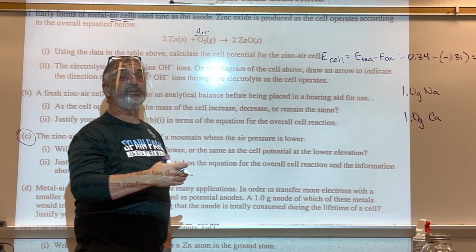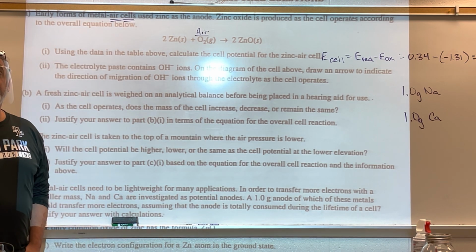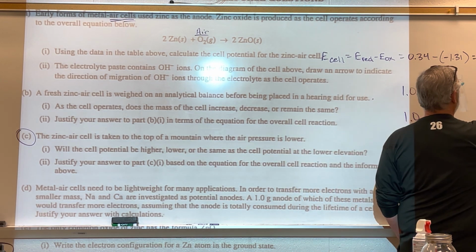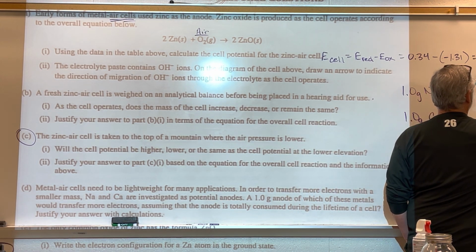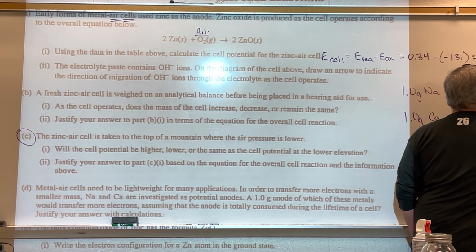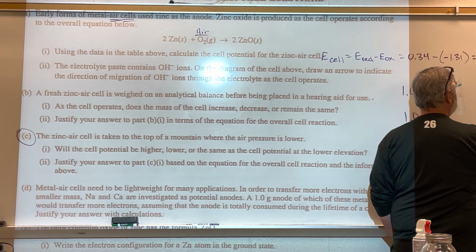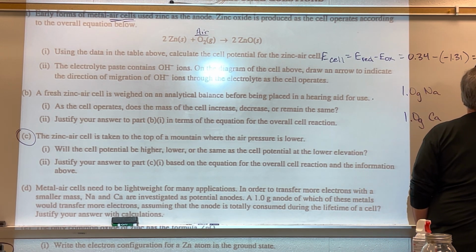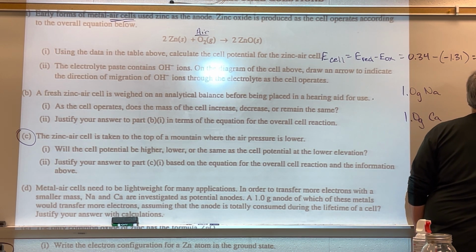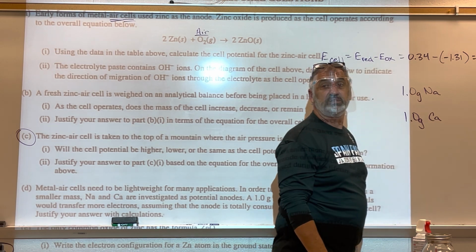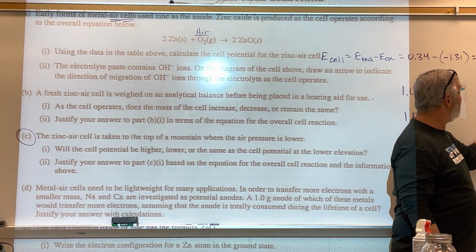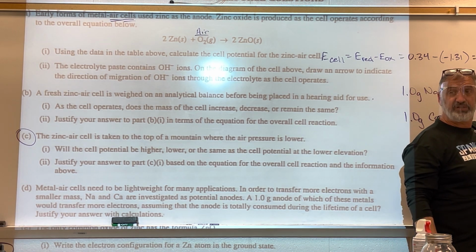We want to know which one's going to deliver more moles of electrons. Well, what is sodium going to go to? It's going to go to just Na plus, plus 1 electron. Whereas calcium is going to go to Ca2 plus, plus 2 electrons. So for every mole of calcium, 2 moles of electrons are transferred. For every mole of sodium, only 1 mole of electrons is transferred.